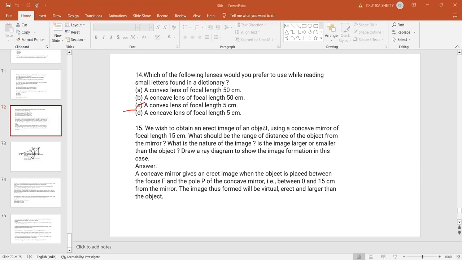We wish to obtain an erect image of an object using a concave mirror of focal length 15 centimeter. What should be the range of distance of the object from the mirror? Next, what is the nature of the image? Is the image larger or smaller than the object? Draw a ray diagram to show the image formation in this case. So, object distance and nature of the image are required. So, in your answer, write: a concave mirror gives an erect image when the object is placed between the focus and the pole.